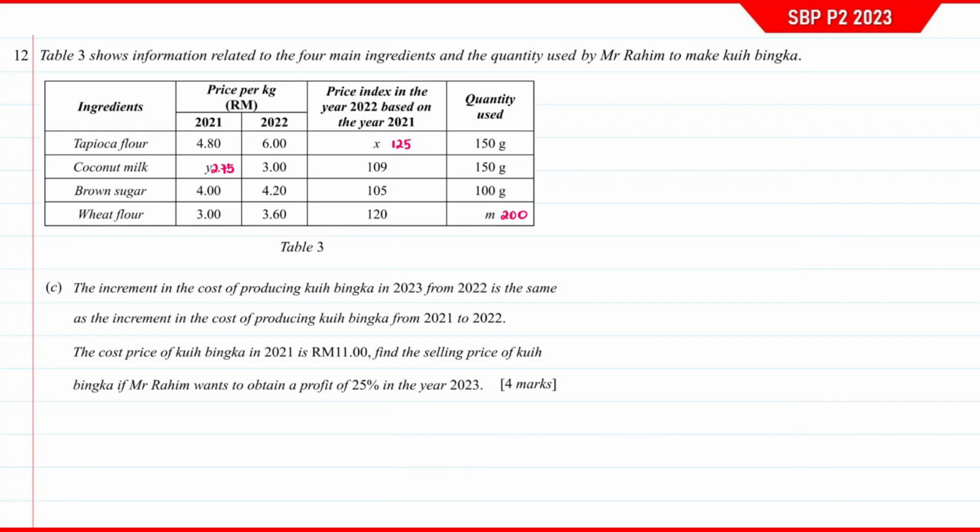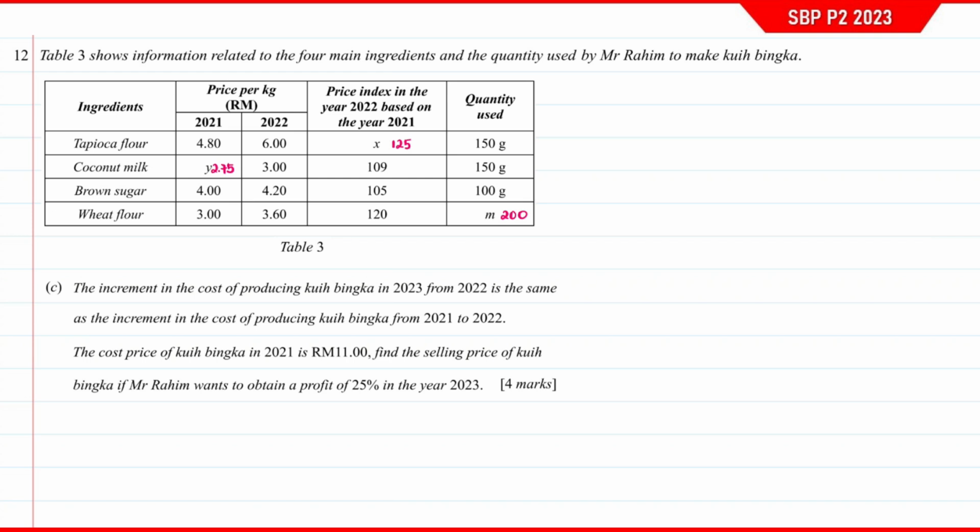Question C. The increment in the cost of producing kueh bingka in 2023 from 2022 is the same as the increment in the cost of producing kueh bingka from 2021 to 2022. The cost price of kueh bingka in 2021 is 11 ringgit. Find the selling price of kueh bingka if Mr. Rahim wants to obtain a profit of 25% in the year 2023.